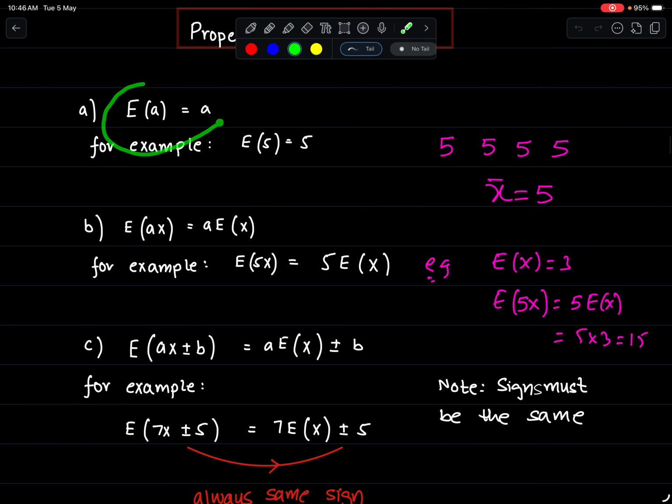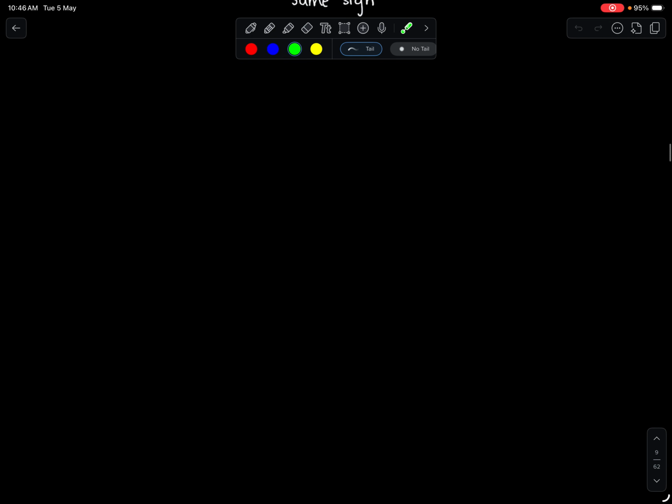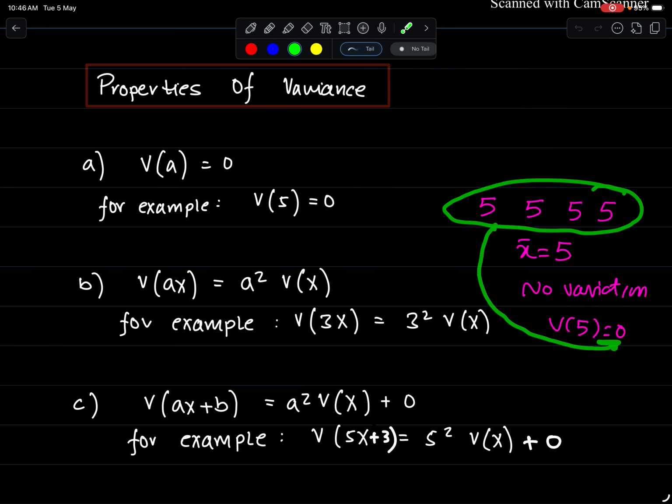When we combine these two properties, we get this property: aX plus b, minus also. In mean, signs remain the same. So it should be a times E(X) plus the constant, because the mean of a constant is the constant. Variance: if all observations are the same, then there is no variation, so variance is 0. So variance of a constant is 0 because no variation.